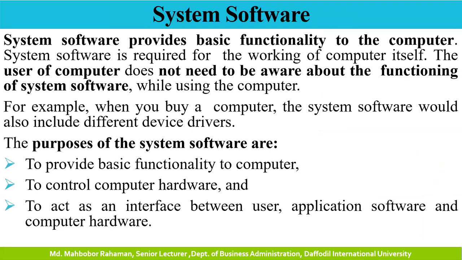Basically, system software provides the basic functions to the computers. The main purpose of system software is to provide the basic functionality of the computers. To run all the basic functions in the computer, we require system software. We require system software to control the computer's hardware and software, and also to act as the interface between the users and the computer.